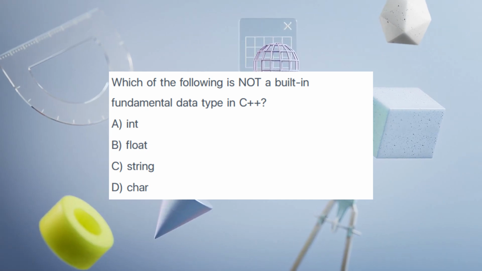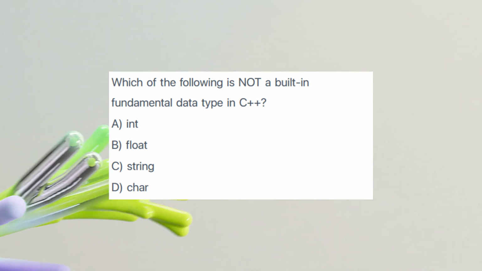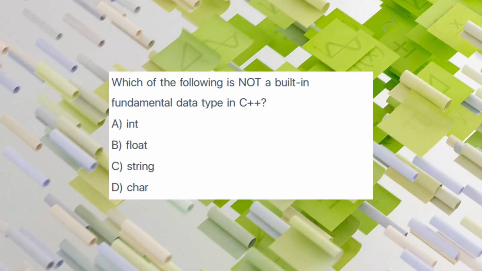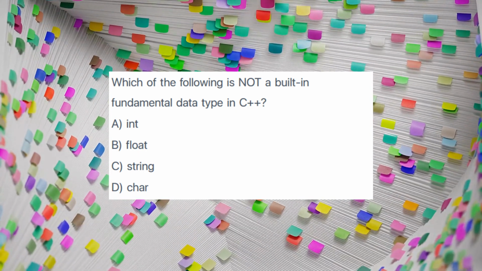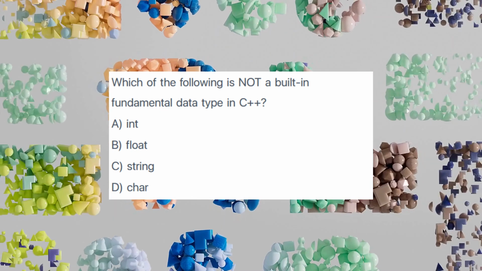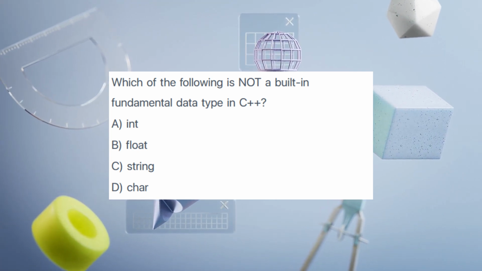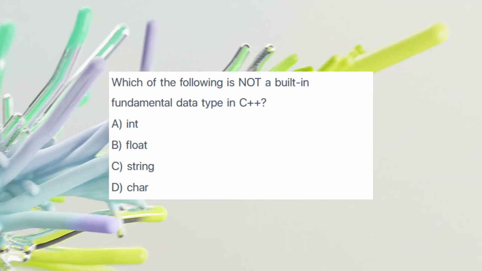Which of the following is not a built-in fundamental data type in C++? A, int, B, float, C, string, D, char. The correct answer is C, string. String is a class in the standard library, not a fundamental built-in type like int, float, and char.